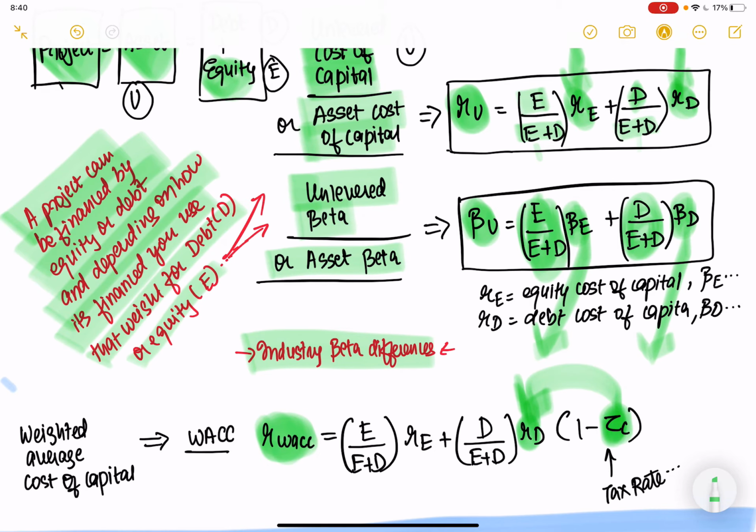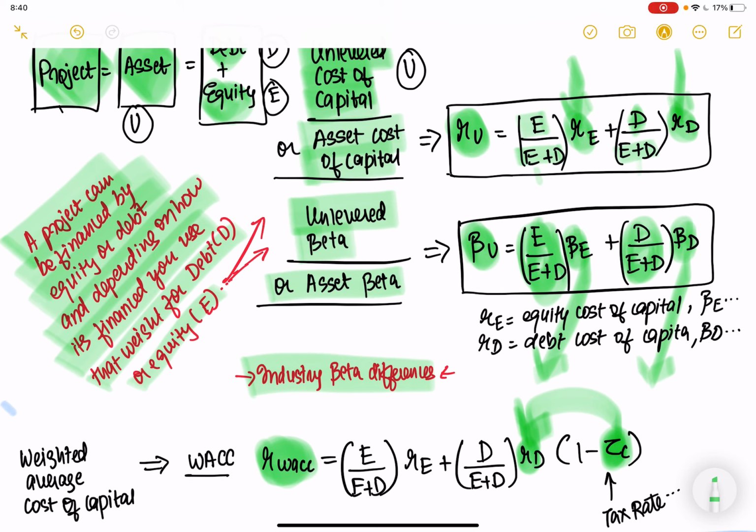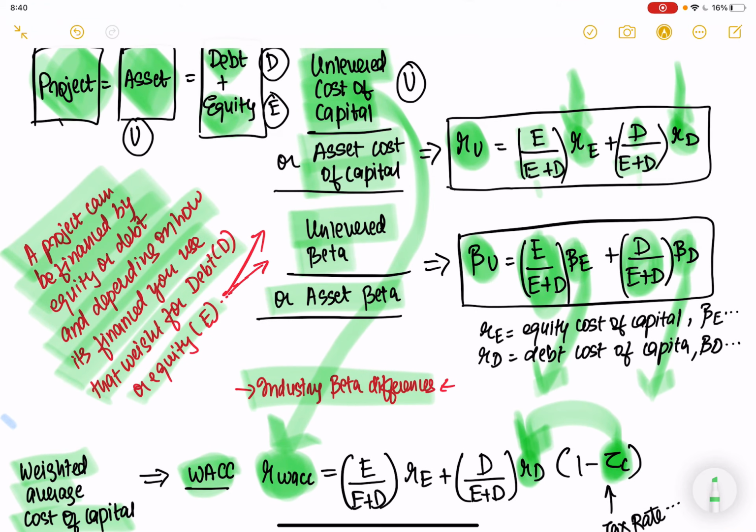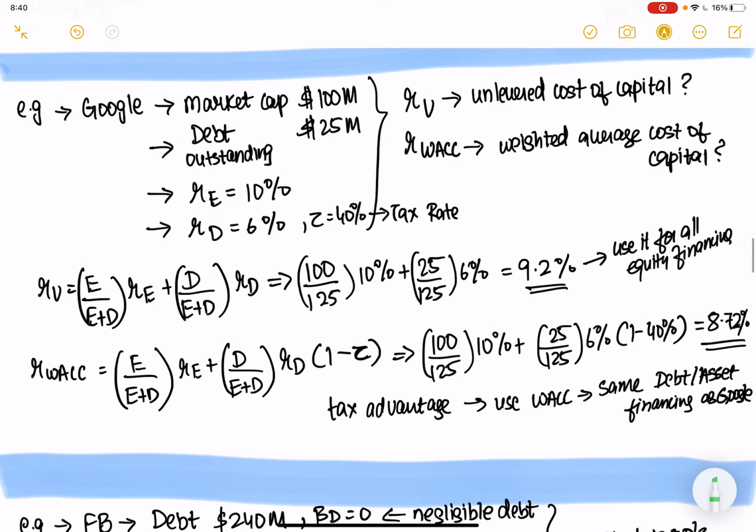So if you go from the unlevered cost of capital to including the tax rate, then you get the WACC, which is the weighted average cost of capital. These are fancy terms, but it's basically the same thing. It's just adding some layer of complexity on top. Unlevered cost of capital is basically our asset cost of capital, and weighted average cost of capital is basically the unlevered cost of capital adjusted for the tax benefit that you get. All right, so let's make it real again with an example.